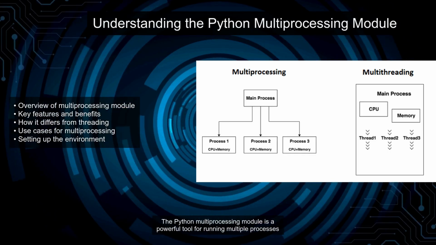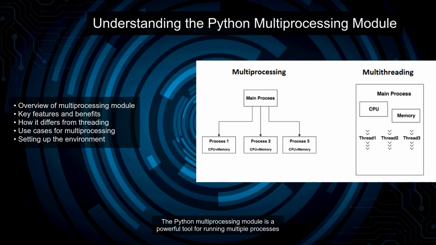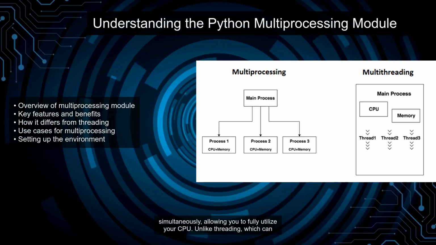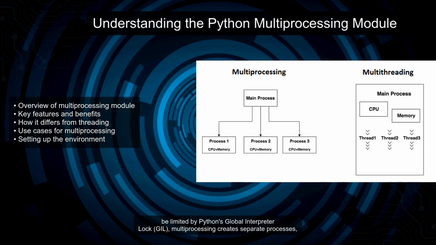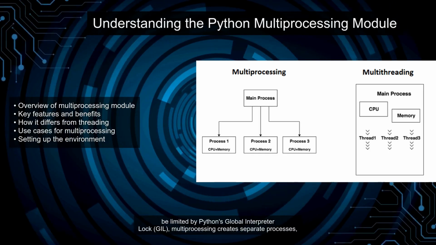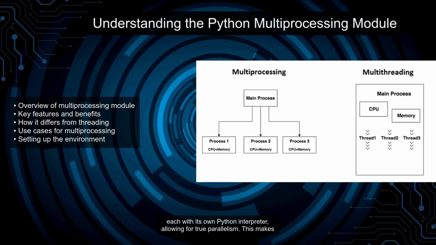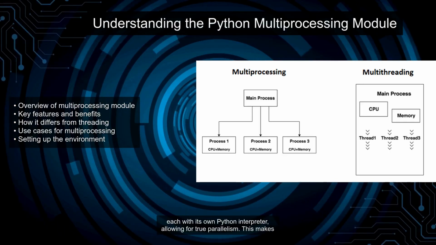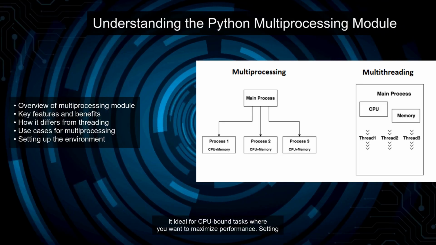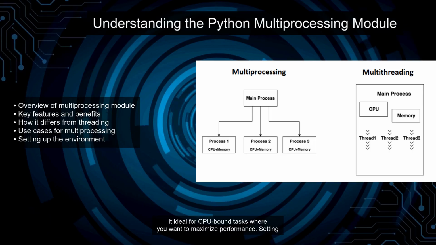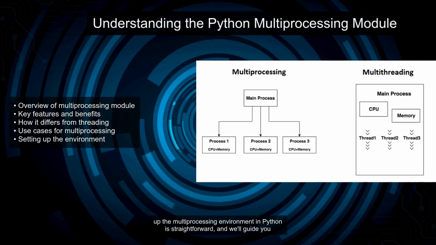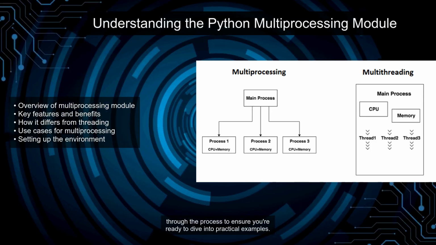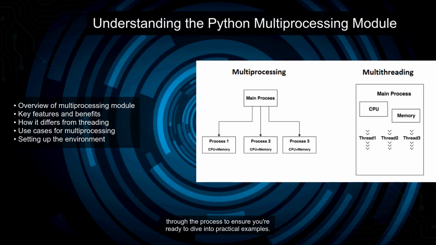The Python Multiprocessing module is a powerful tool for running multiple processes simultaneously, allowing you to fully utilize your CPU. Unlike threading, which can be limited by Python's Global Interpreter Lock, GIL, multiprocessing creates separate processes, each with its own Python interpreter, allowing for true parallelism. This makes it ideal for CPU-bound tasks where you want to maximize performance. Setting up the multiprocessing environment in Python is straightforward, and we'll guide you through the process to ensure you're ready to dive into practical examples.